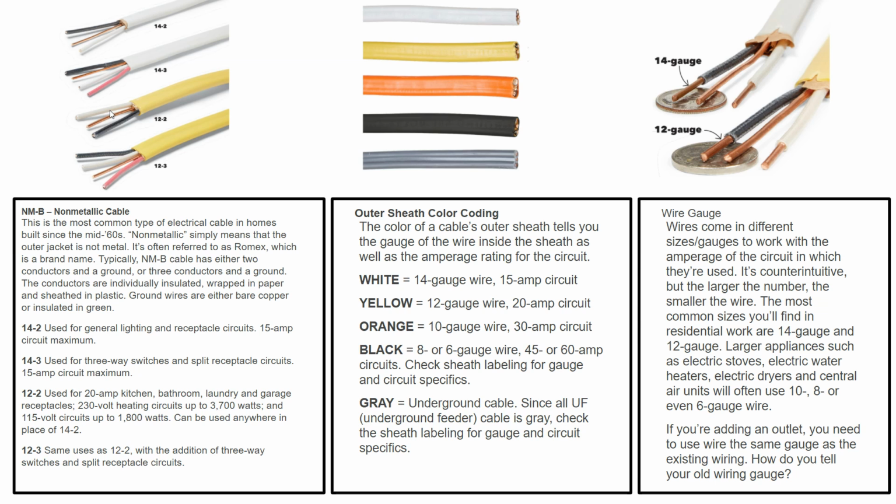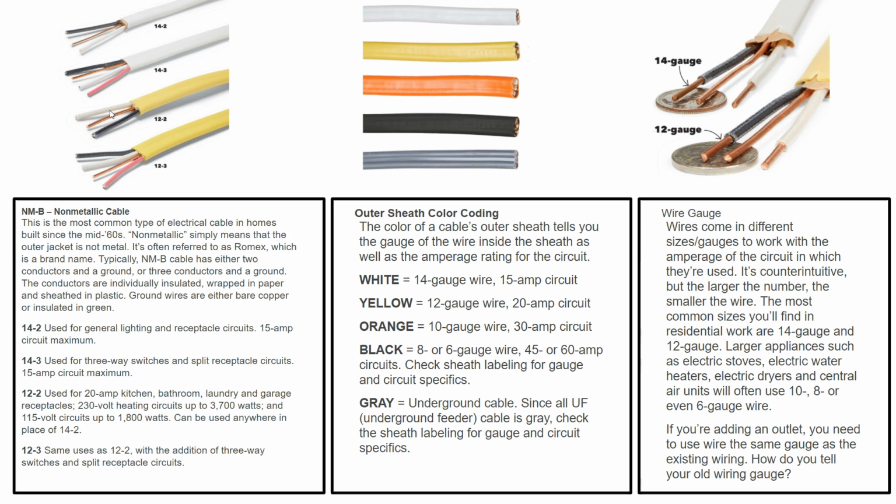We'll talk about what hot versus neutral versus ground versus other colors will be. But long story short, black is hot, white is neutral, copper is ground. Okay, so the outside sheathing also means stuff. White and yellow, that's our 14 versus 12 gauge. As you can see, 12 gauge is yellow, 14 gauge is white. Orange is a 10 gauge, so that's for 30 amp circuits. Black, 8 or 6 gauge, so really we're getting up into higher amperages, 45 or 60 amp circuits.